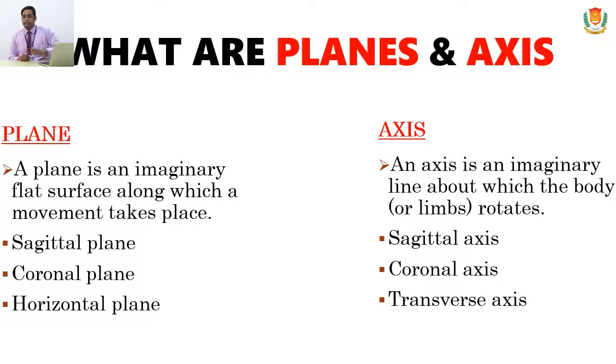A plane is a surface along which the movement takes place, and an axis is a line around which a movement takes place. So an axis always passes through the joint, through the fulcrum. When we talk about the composition of a lever that we had discussed in the last lecture, a lever has three parts: weight, effort and fulcrum. The fulcrum is the point of pivotance, the point from where the bar or an object is pivoted.